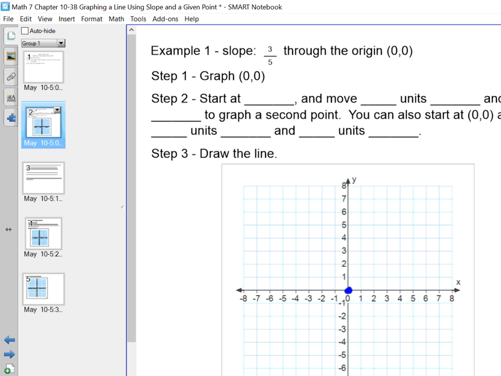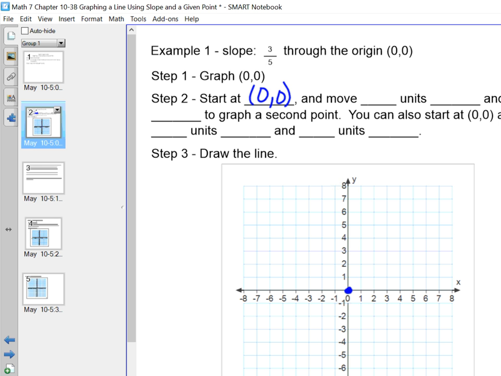In example 1, we are given a slope of positive 3/5. So we know that that means we want our line to rise from the left over to the right. It's a line we're going to walk up. And it's supposed to go through the origin 0, 0, and as you can see, I've already graphed 0, 0. Step 2 says we want to start at the given point, so that means we're going to start at 0, 0, and then we're going to use that slope.